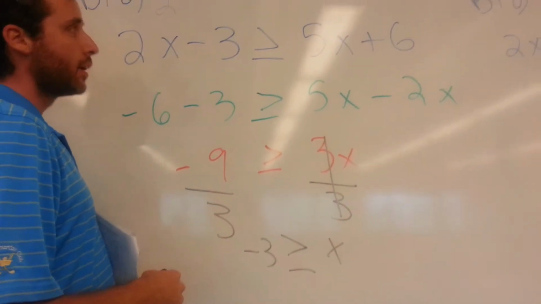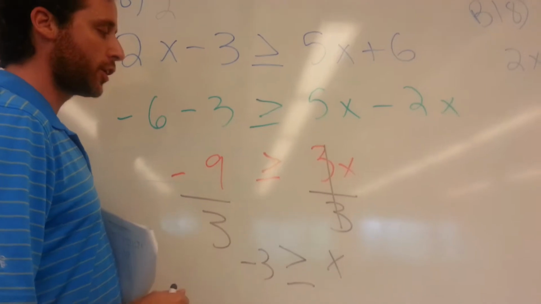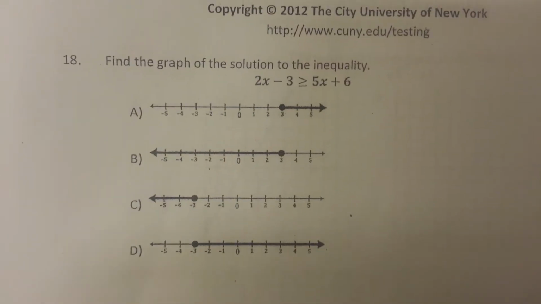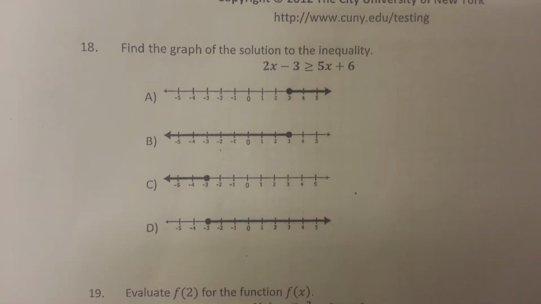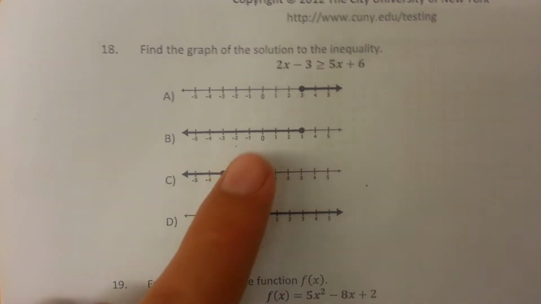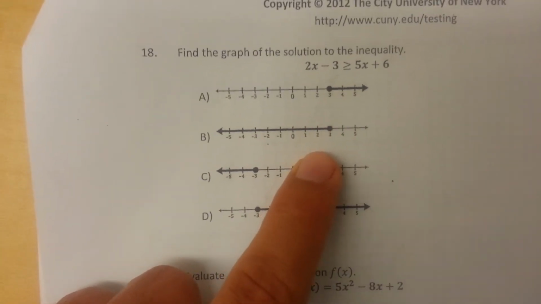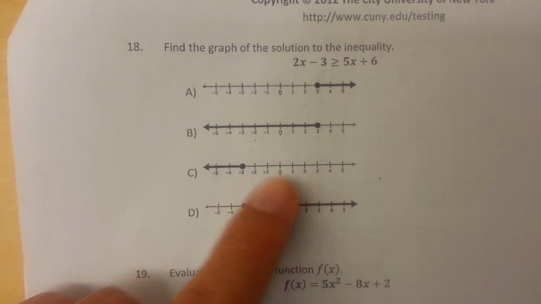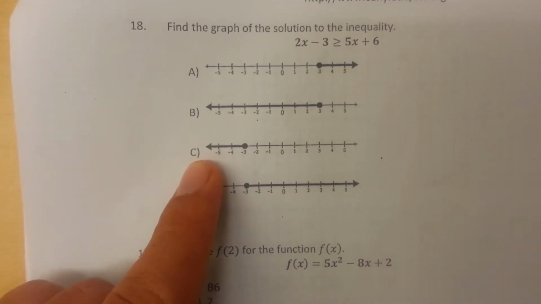Another way of solving it is using substitution. But before we do that, let's take a look at the choices. We had x is less than or equal to negative 3. That means it cannot be this choice, because that has x is greater than 3. Here x is less than 3. Here x is less than negative 3. That's why it would be these larger negative numbers.